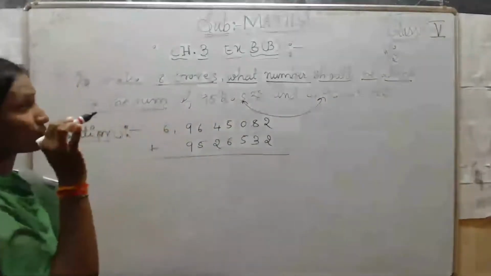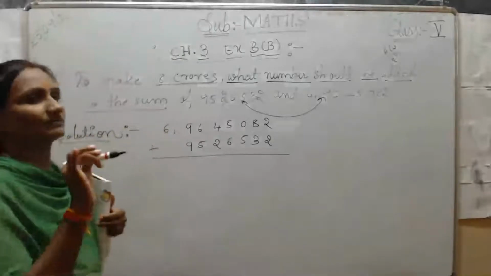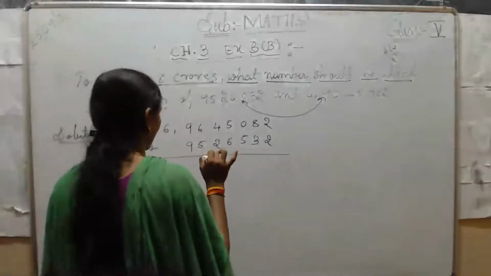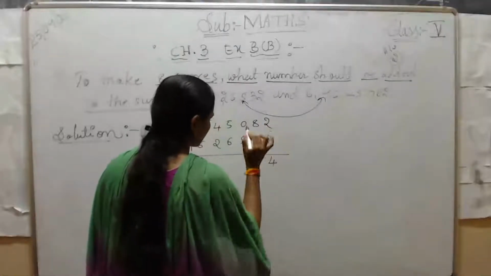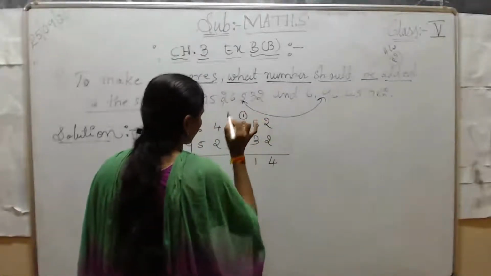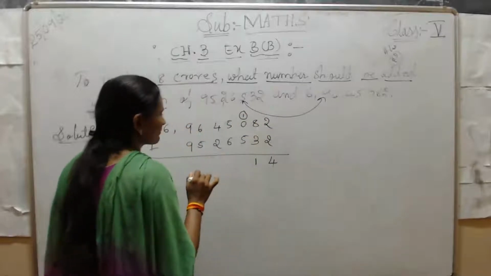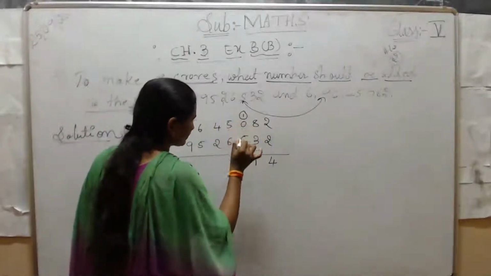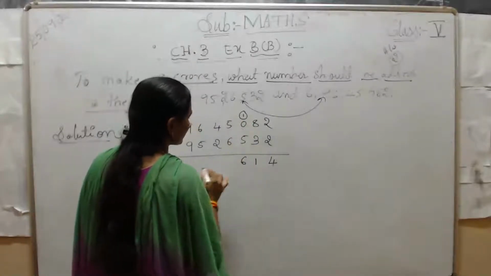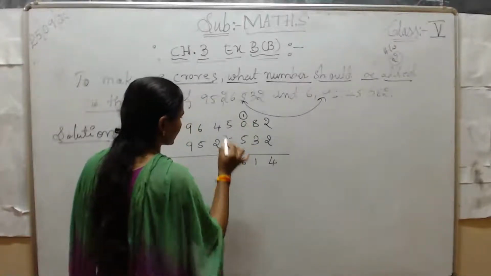Already asked what should be added to the sum. What should be added to the sum means first we do the addition. 2 plus 2 is 4. 8 plus 3 is 11, so you write the carry. 1 carry plus 5 is 6. So 5 plus 6 is 11.